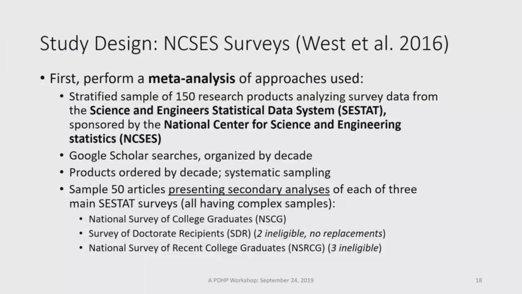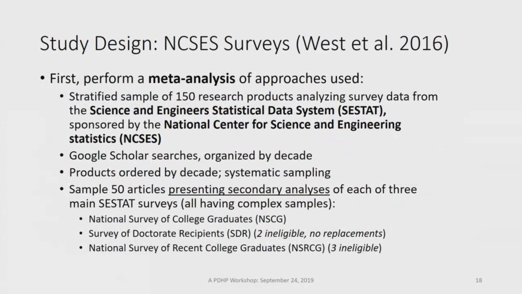Okay, so fortunately this work was funded by NSF. And in this work, what we did is we drew a stratified sample of 150 research products that analyzed survey data from what's called the Science and Engineering Statistical Data System, or SESTAT. So they wanted us to focus specifically on a major government survey program. This is the program that produces data like the National Survey of College Graduates, the Survey of Doctorate Recipients, so this is in kind of an educational area. And what we did is we organized Google Scholar searches of published articles by decade. And then we did systematic sampling of articles within that decade so that we made sure we had good representation from the entire time frame.